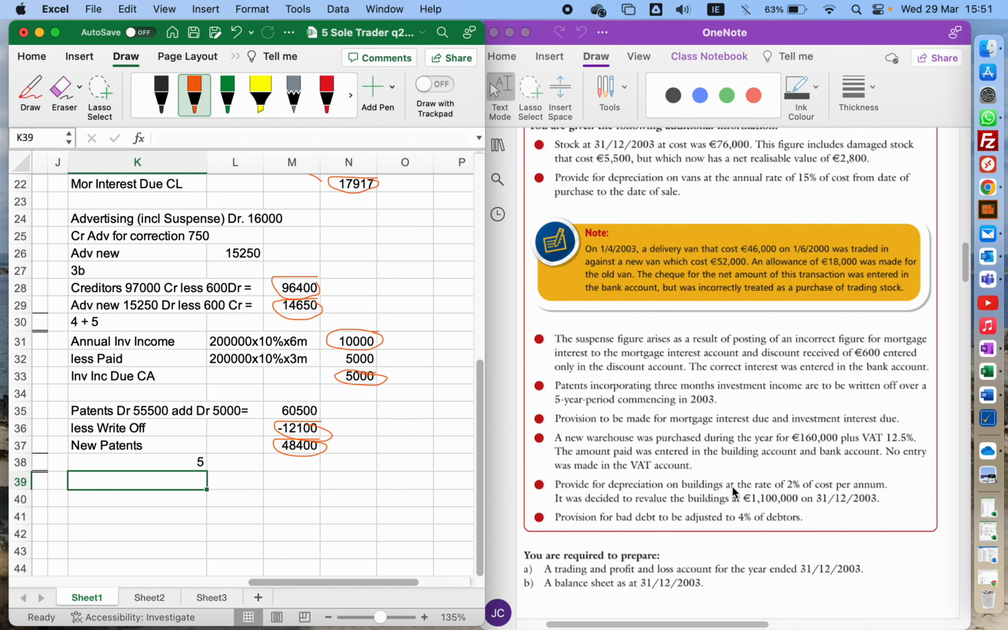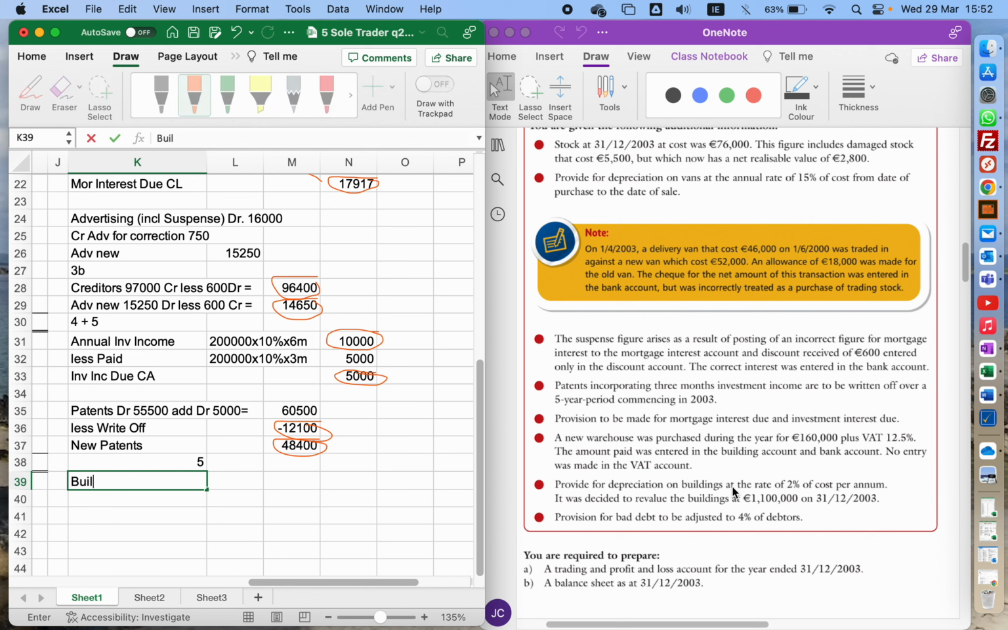So this 160 should have gone into the buildings account, not the VAT. So we need to work out what the VAT is, take it out of the buildings account, and then we need to put it into the VAT account. And the VAT, in most of these questions, will be a liability. It's money we owe to the government. Now sometimes it might be an asset because the government owes us a refund because we've overpaid VAT, but generally VAT is a liability. So I need to take it out of buildings.